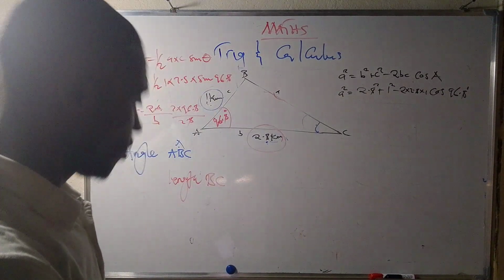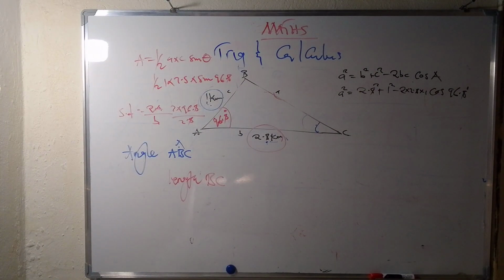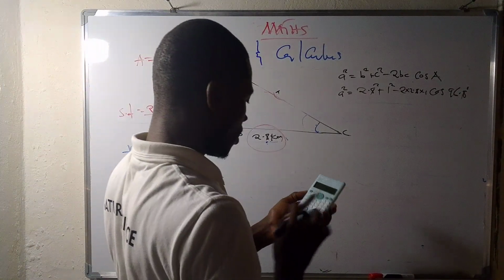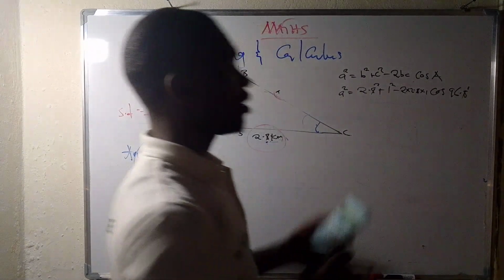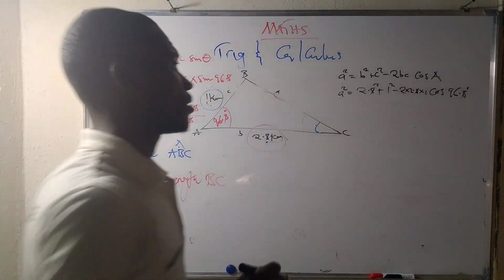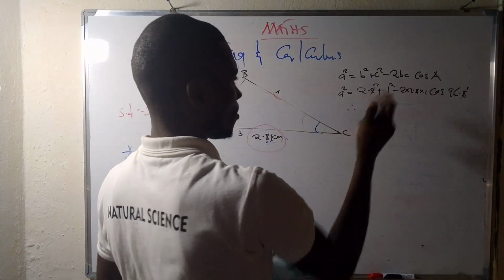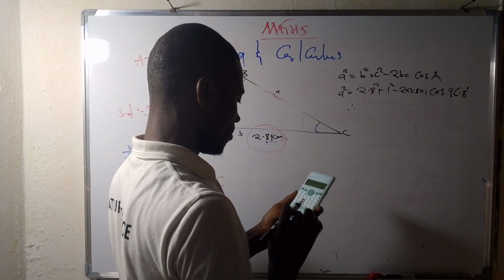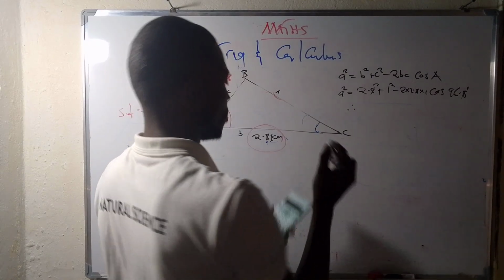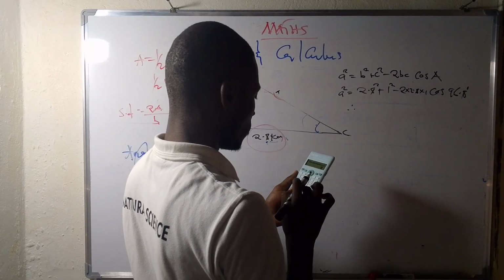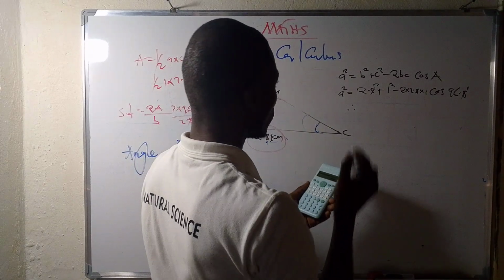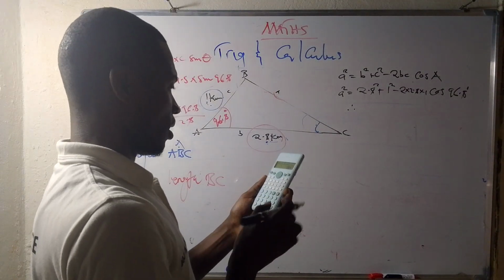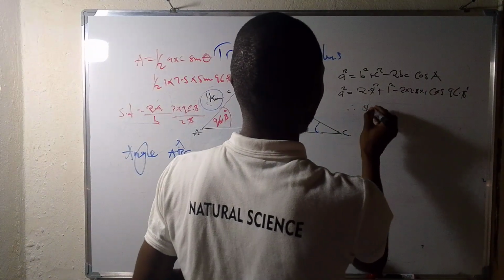So I'll use a calculator, but I would rather encourage someone to do something like this. You first deal with this part, since they have given you 5 marks. Since it is 5 marks, I will encourage you to do something like this. Open bracket 2.8, then square, then plus open bracket 1, of course. Let me just remove this part, because my answer will be the same. So 7.84 plus 1, I'm getting 8.84.